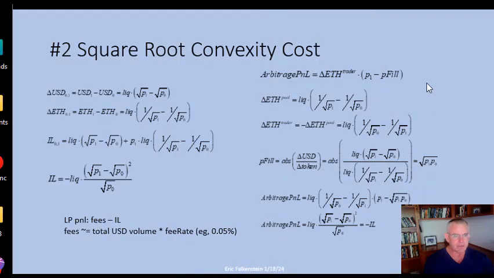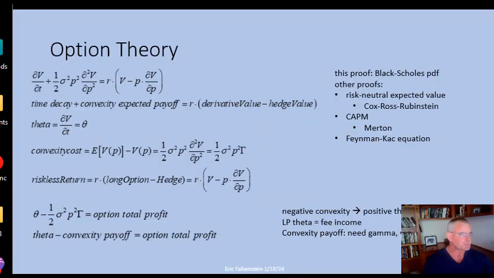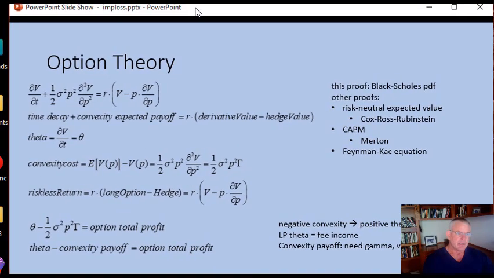And then the final way to do it is using option theory. And, as I showed you before, you can replicate the payout of the pool with an option straddle and do it that way. But basically, the idea for option theory is that this is the Black-Scholes partial differential equation. The main point is that dv dt is just the time decay in the option. We don't have time decay, but we'll get back to that. Time decay has got to be replaced by fees here. But there's time decay, and then there's this convexity expected payoff.